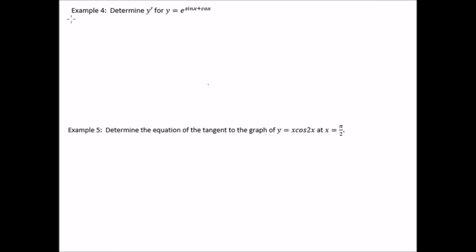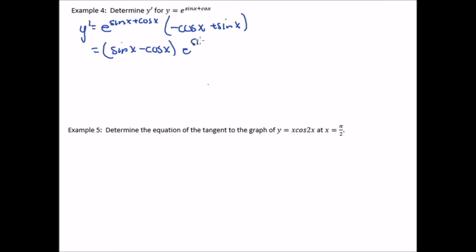Okay, example 4. Determine y prime for this function. So we have e to the sine x plus cos x. For e, we just rewrite it as it is. And then we're going to take the derivative of what is in the exponent. So the derivative of sine x is cos x. The derivative of cos x is negative sine x. So I would write it backwards: I'd write cos x minus sine x, and then e to the sine x plus cos x. And that's it.